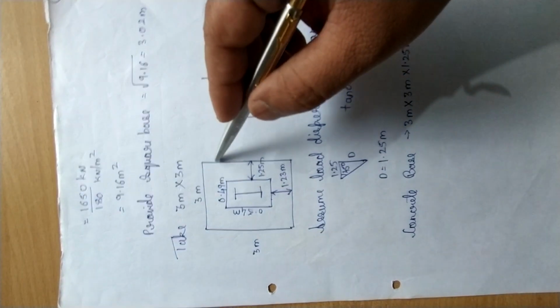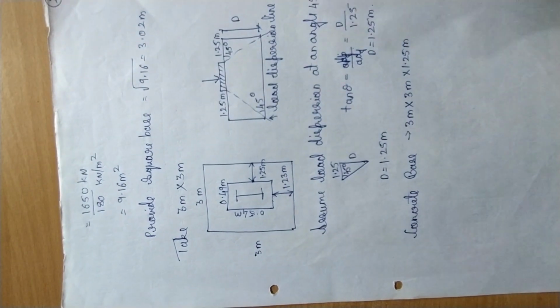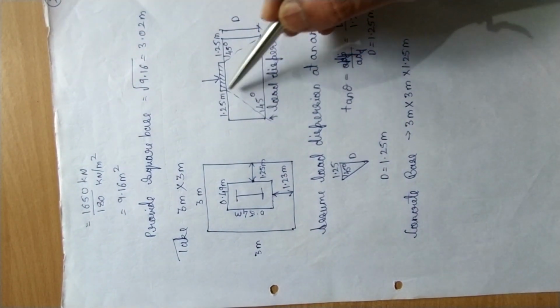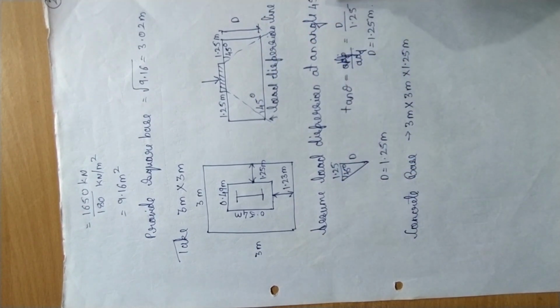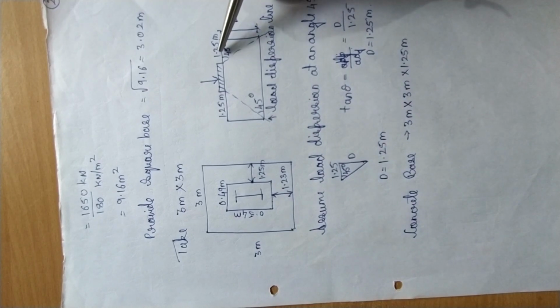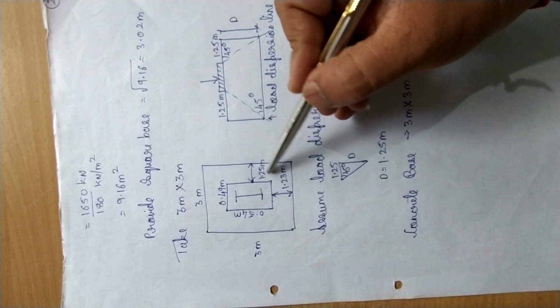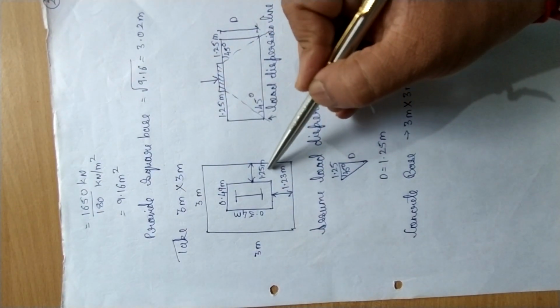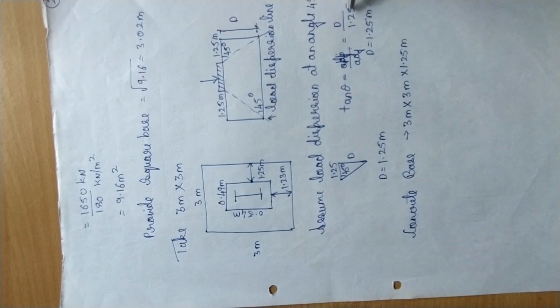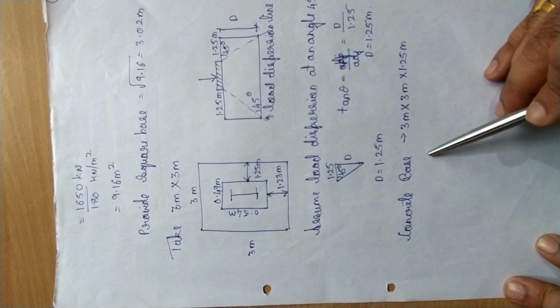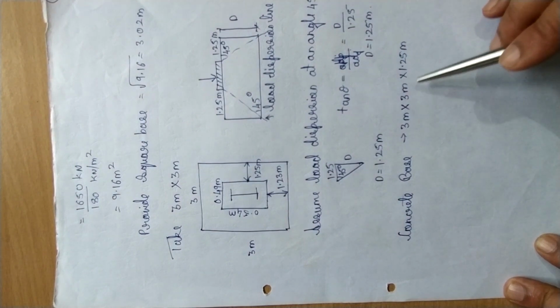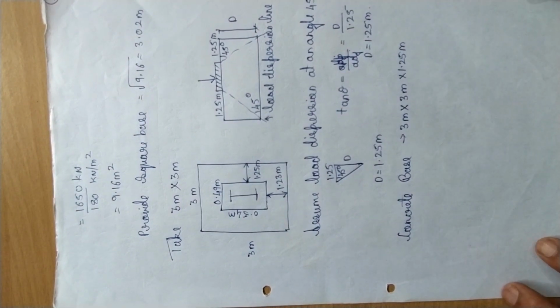But we need the thickness of the concrete base now, which is below. So we will find out the dispersed width at an angle of 45 degrees. Assuming the dispersion to be 45 degrees, if I happen to calculate D, we already know the values: this is 1.25 and this is 1.25, which we have computed. I will take the maximum one. So the maximum one is 1.25, so D is 1.25 meter itself. So the concrete base is of dimension 3 meter by 3 meter by 1.25 meter.